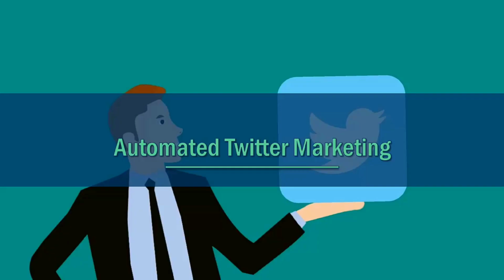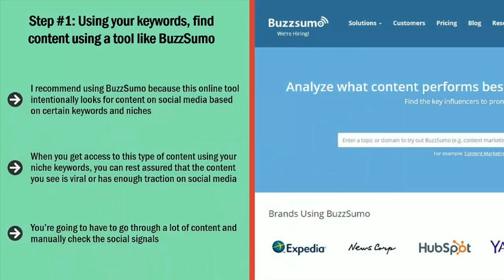Automated Twitter marketing. Follow the step-by-step directions below to set up your own automated Twitter marketing campaign. Step number 1. Using your keywords, find content using a tool like BuzzSumo.